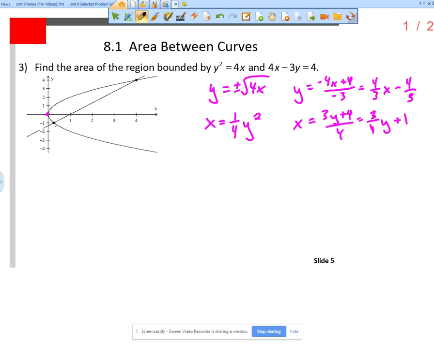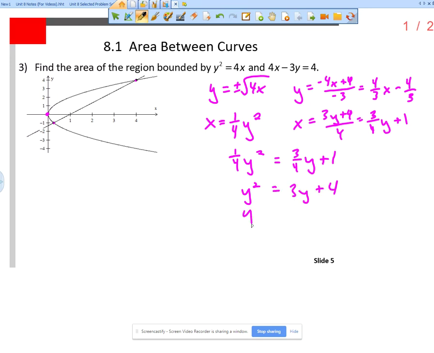So let's solve for the points of intersection. How do I do that? I have to set the two equations equal to each other. I could set the y equals versions equal, or the x equals versions. It turns out that setting the x equals versions, 1/4 y squared equals 3/4 y plus 1, is a little bit easier. First, I'm going to multiply by 4, so I get y squared equals 3y plus 4.